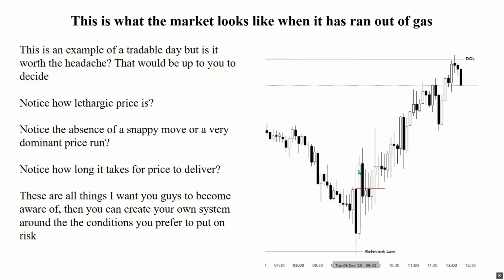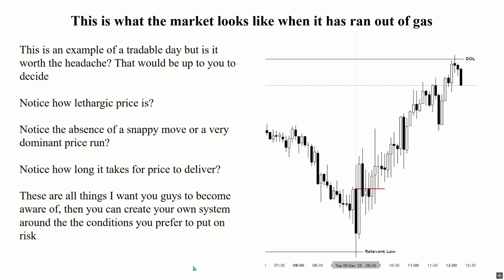Notice, even though this is not ideal, this would be like a C or a B level environment. Notice still how the relevant level is met and we get that V shape. And what time? Right after 9:30. That's what I want you guys to start noticing. And then notice how long price takes to deliver, right? This is 9:30. You can see this dole is not that far away, and it took 3 hours for price to hit it. These are all things I want you guys to become aware of.